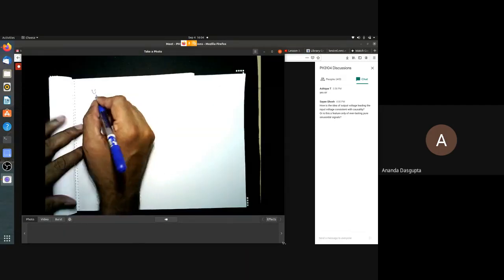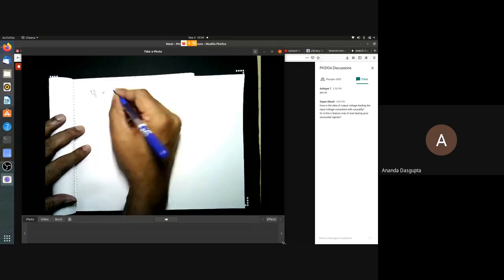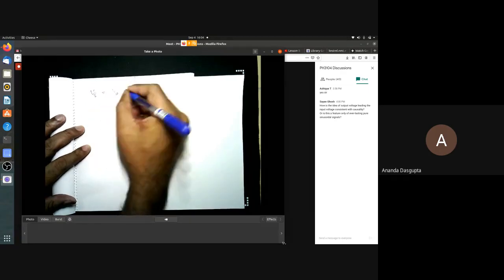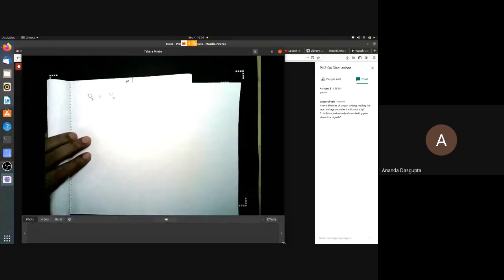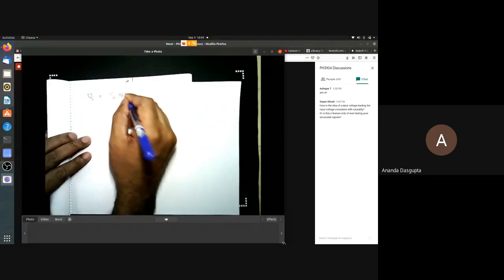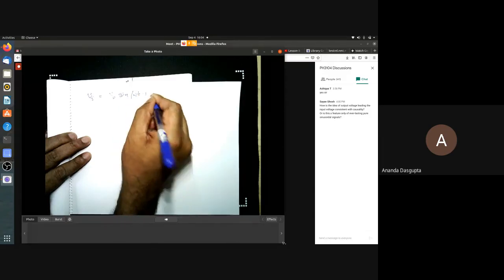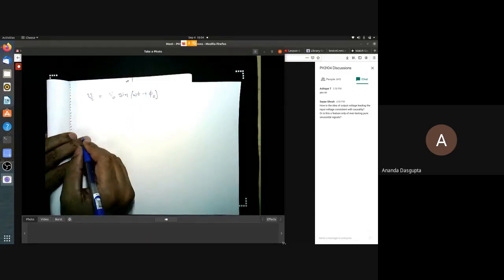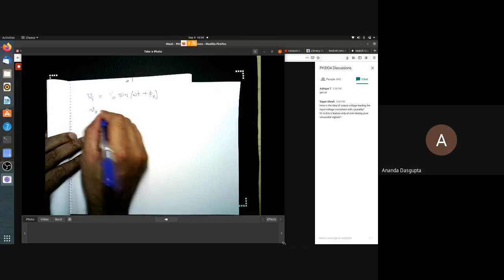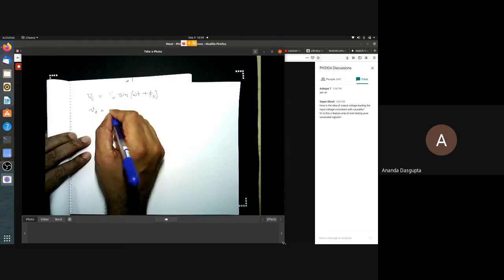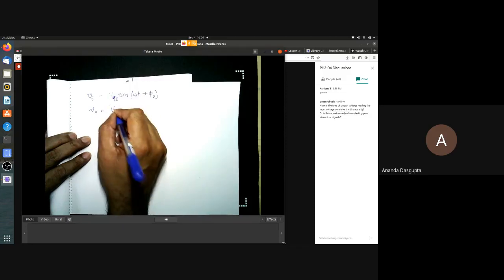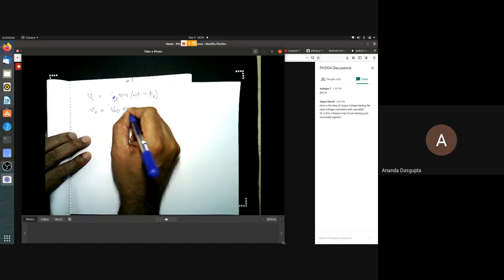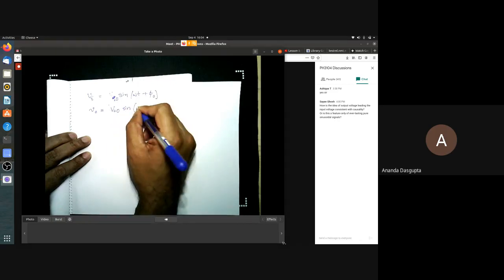So the idea was you have VI, which is some voltage sine omega t plus phi 0, and VO, which is some other voltage. Let's call this VI 0, and let's call this VO 0. Sine or cosine, doesn't matter. We did use cosine, but anyway.